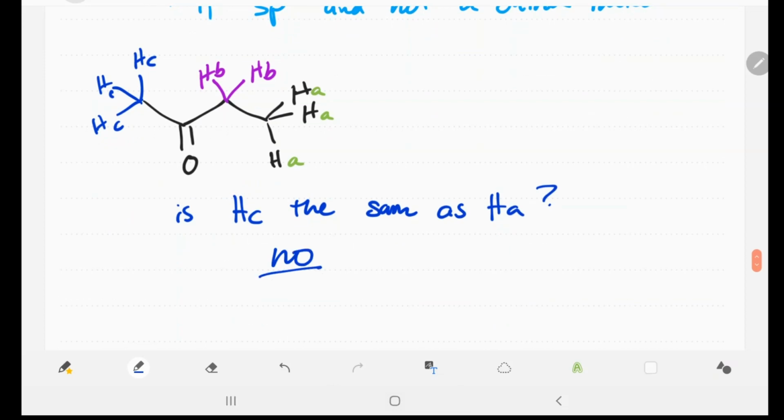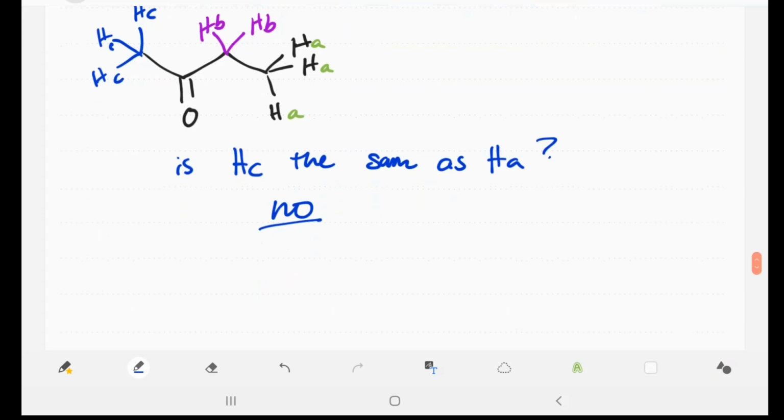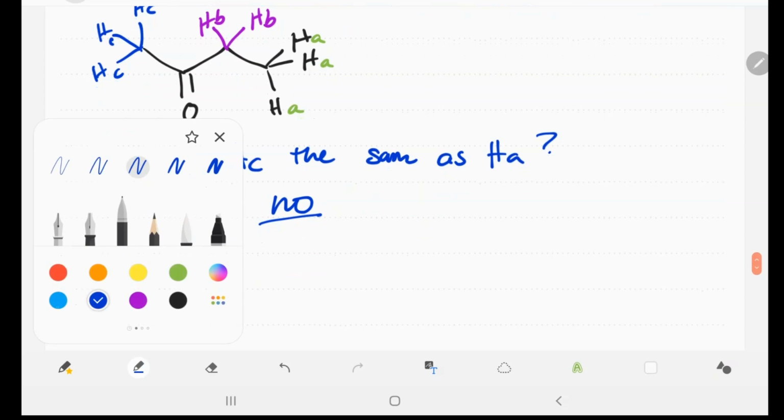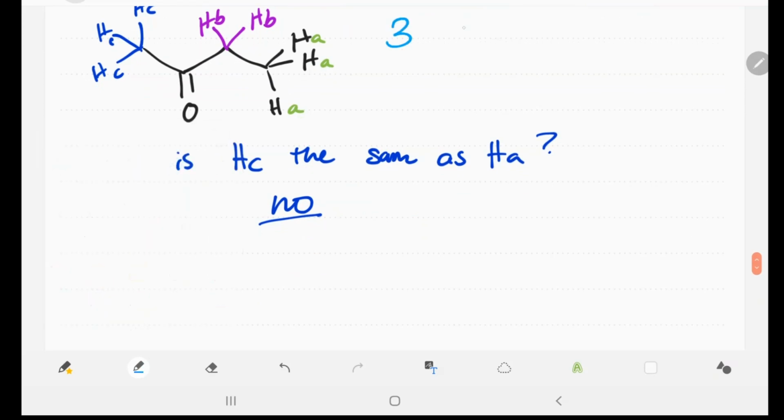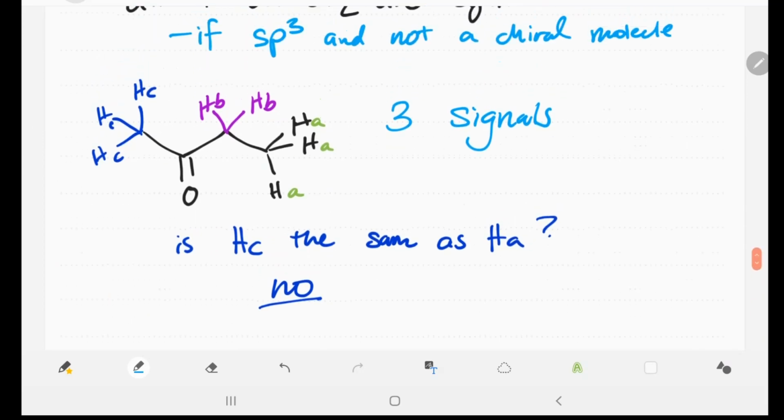And of course, HC and HB can never be the same because you have 2 protons versus 3 protons. Those will never be identical to each other. So whenever you're comparing if things are identical, you have to consider how many and where they are. And so for this molecule, we would see 3 signals. We would see, aha, we've got HA, HB, HC. Those are the 3 different types of protons we have on this molecule.